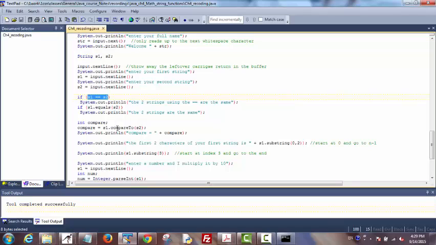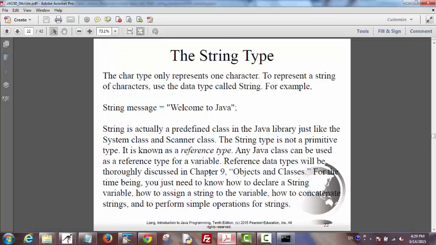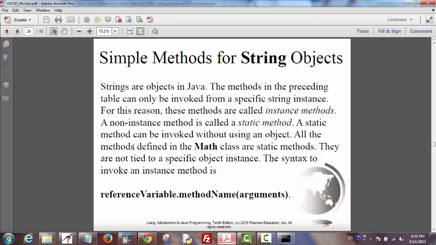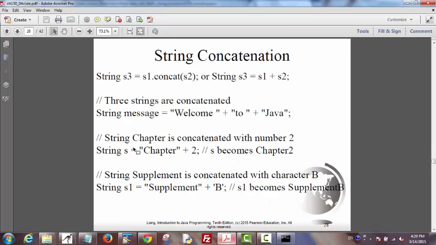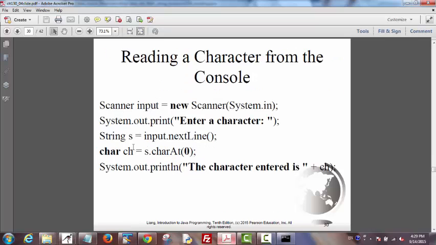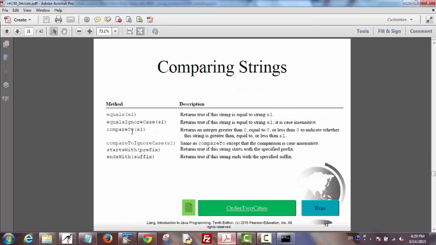Now, we also have a function called compareTo. So it says s1 compareTo s2. And now compareTo, if we go back to our slides, you'll see that compareTo gives us... I'm just going to go over a little bit faster, or maybe not. Well, let's see if it tells you. Yeah, compareTo s1, it returns an integer greater than 0, equal to 0, or less than 0.